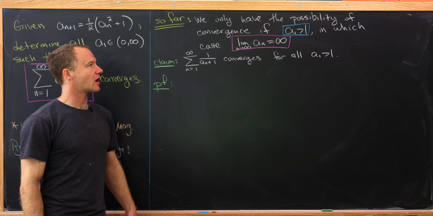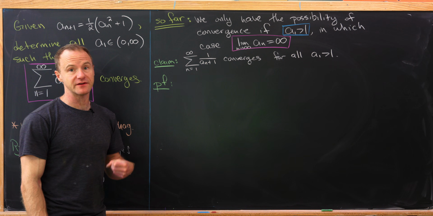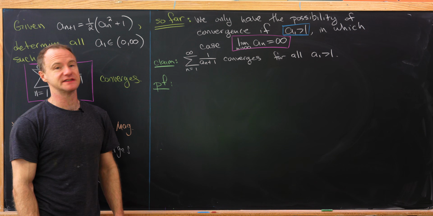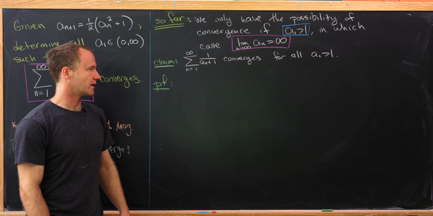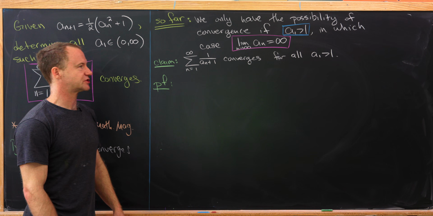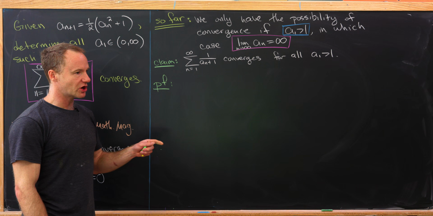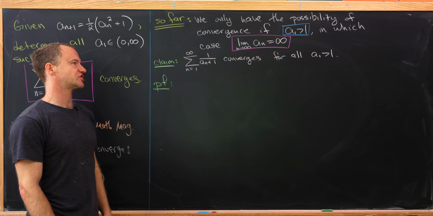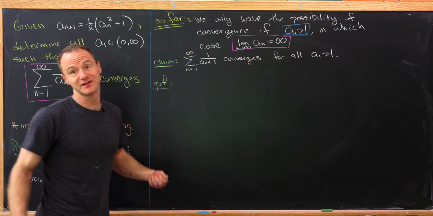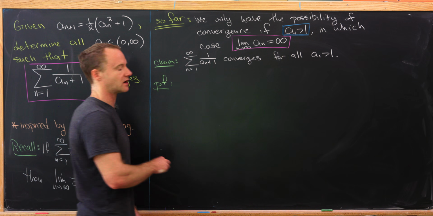Let's recall that so far we've proven that the possibility of convergence only exists if a1, the seed, is strictly bigger than 1. And in that case, the limit of the sequence a_n was equal to infinity. And now we'll show that we in fact do get convergence in all of those cases. Okay, so how can we do that? Well, there's a nice calculation that'll finish this thing off.